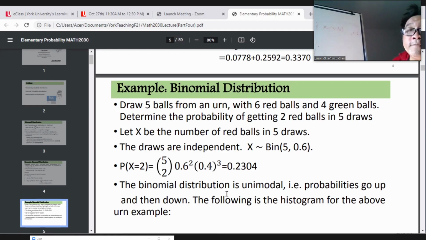Now, how many balls, how many marbles, do you want to get? Is that 5? Yes, so it's 5.